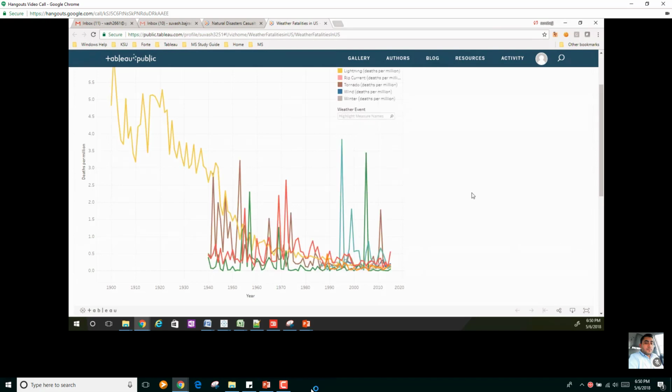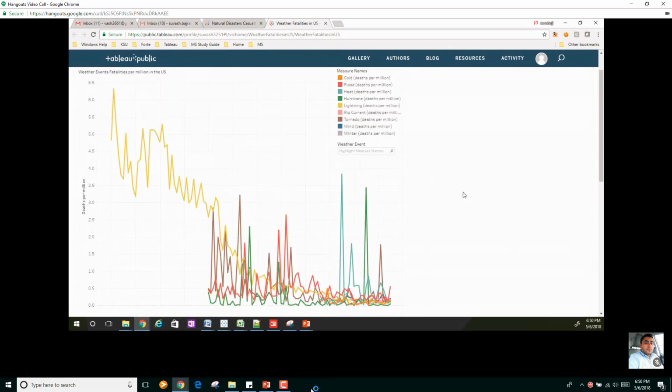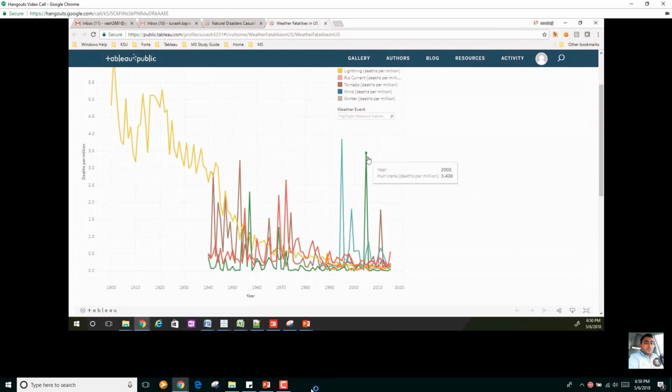So yeah, that gives you an overview of all the weather events that cause deaths per million. You can see here hurricane, heat, and tornado. These are the major weather events that are causing more deaths in recent history compared to other events. And you can see here flood is on the rise in 2015. It's going up.